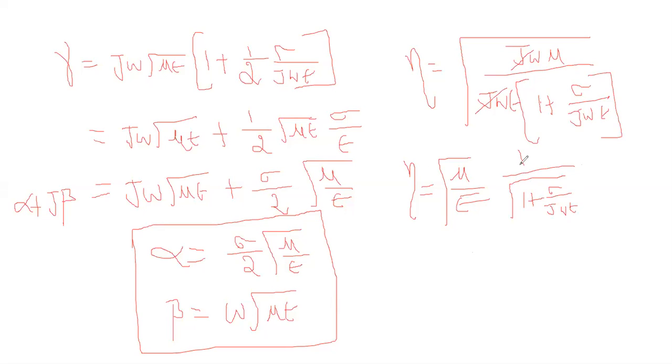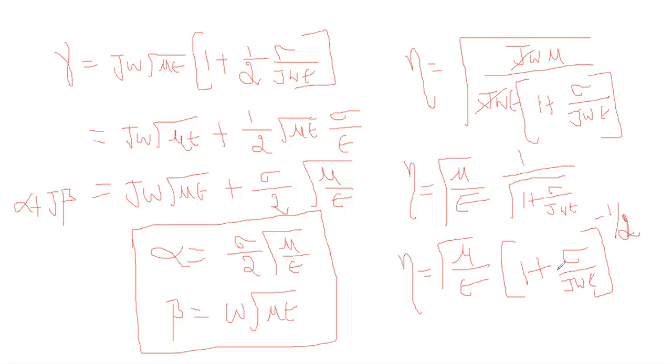But here we got the whole power minus 1 by 2. So eta is equal to under root of mu by epsilon, and this is the equation we have: 1 plus sigma by j omega epsilon whole power minus 1 by 2, because it is in the denominator.